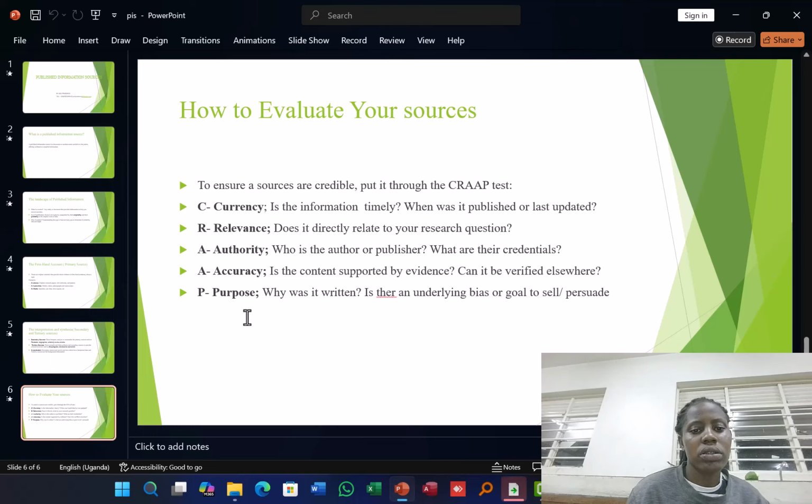Then the purpose. Why was it written? Is there an underlying bias or goal to sell or persuade? You have to look at that too.